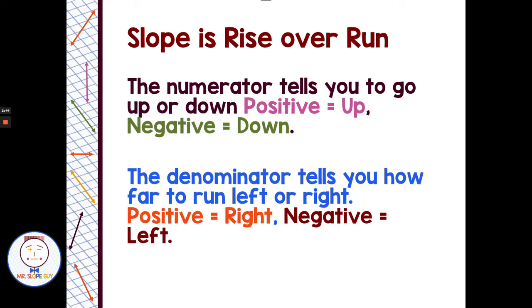And when we're graphing, if the top number is positive, we're going up, negative, we're going down. That's the rise part, or the change on the y. And the denominator tells you how far to run, that's the run part, left or right, positive to the right, negative to the left. That's the change on the x-axis. So we're still talking about rise over run, the change on the y over the change in the x.